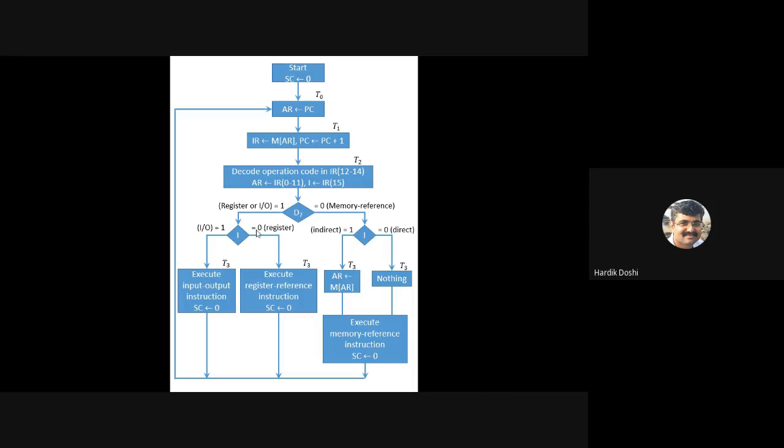If we observe this flowchart carefully, at times T0, T1 and T2, the operations which are occurring are common to all types of instructions. Whatever operation is executing at T0, T1 and T2 is common for all types of instruction. The difference starts from here, that is D7.